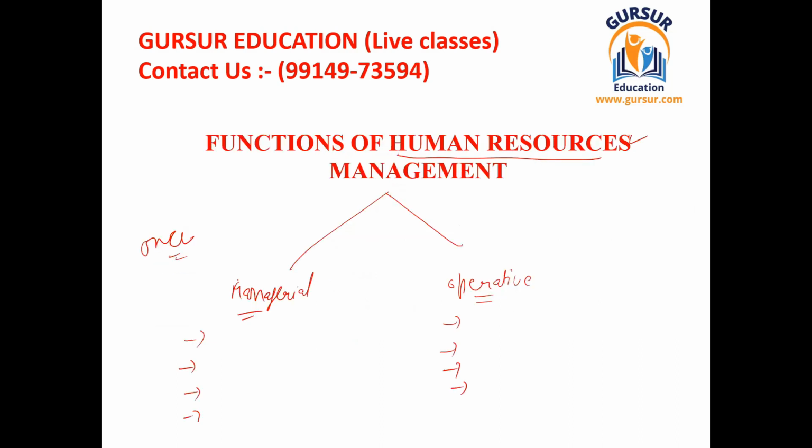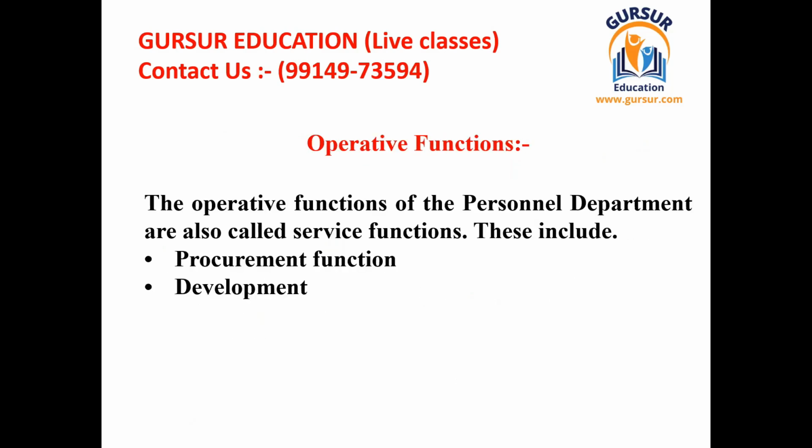As I have already explained, the functions of human resources can be divided into two parts, managerial and operative. Managerial we have already gone through. Now we shall understand operative functions. These are the functions of the personnel department only. Managerial functions are functions of the organization as a whole, and these decisions are taken by the top-level authorities or the board of directors. Operative functions are performed not by the whole organization but by the personnel department.